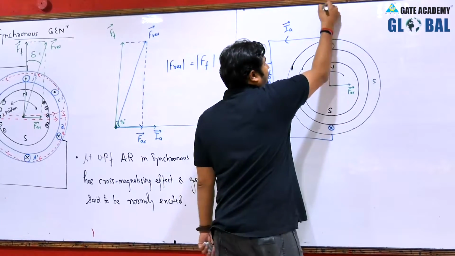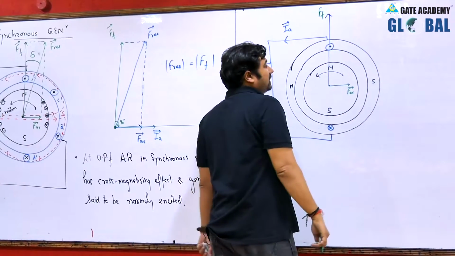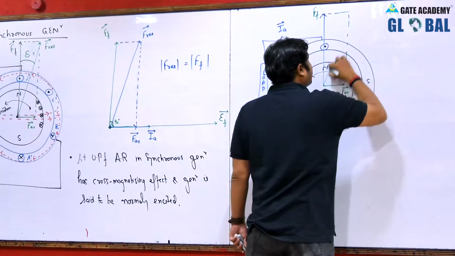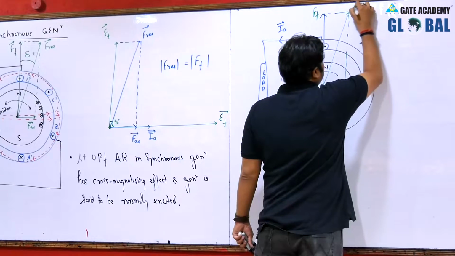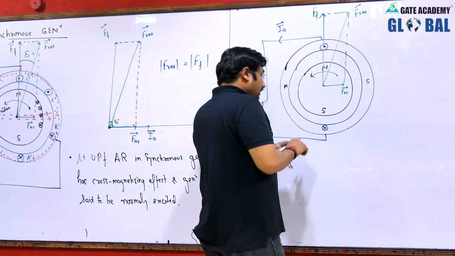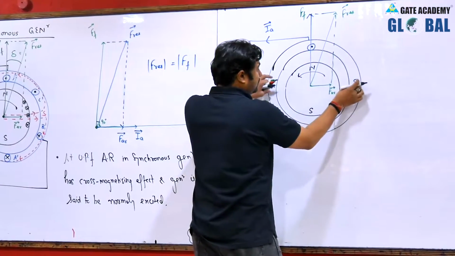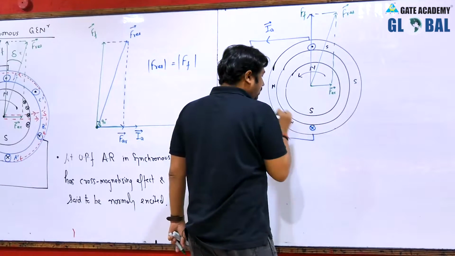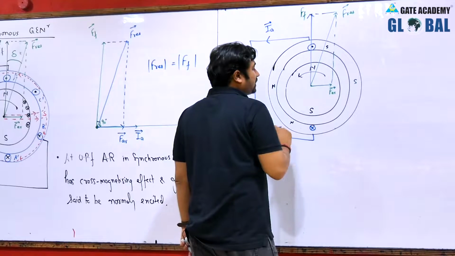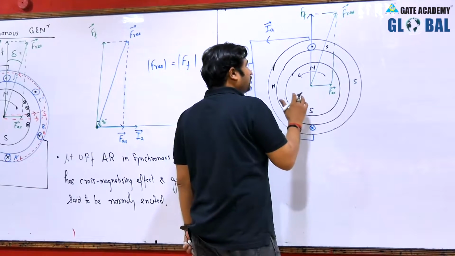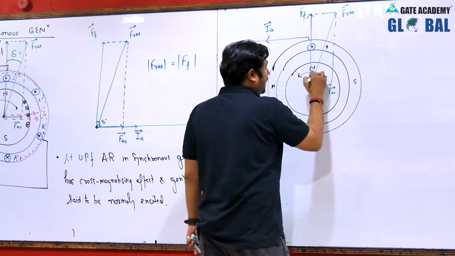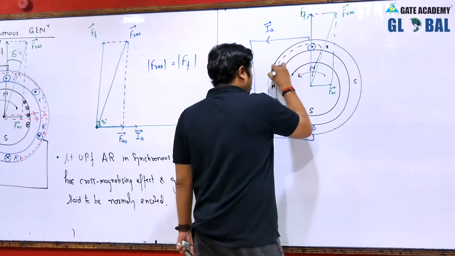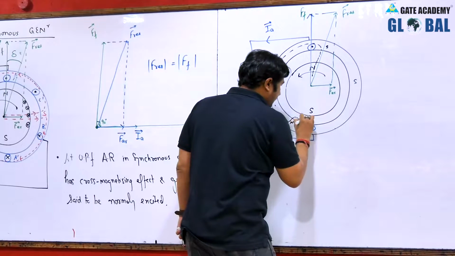So this will be your rotor flux and stator flux, or stator MMF. You found that the resultant flux will be this, and the effect is cross magnetizing. It means this north and south will reach this position, and the entire magnetic lines of force are now completing their path in this manner.